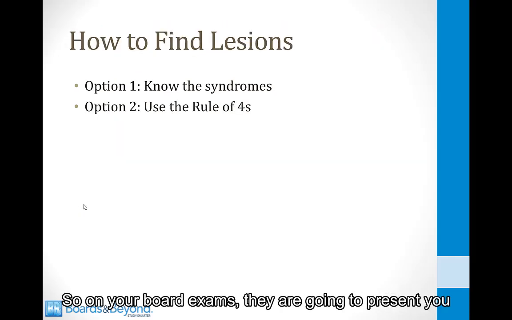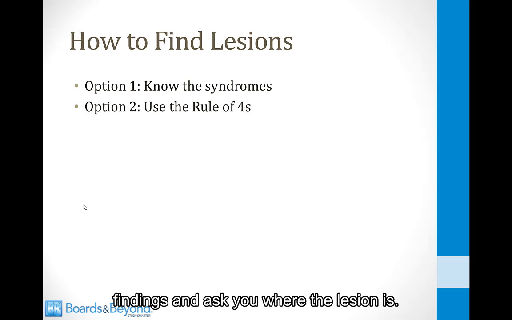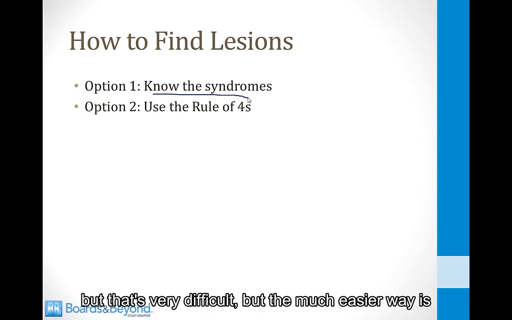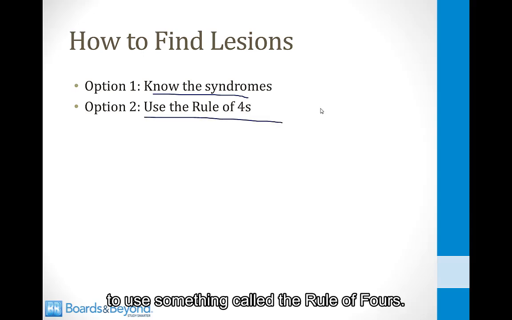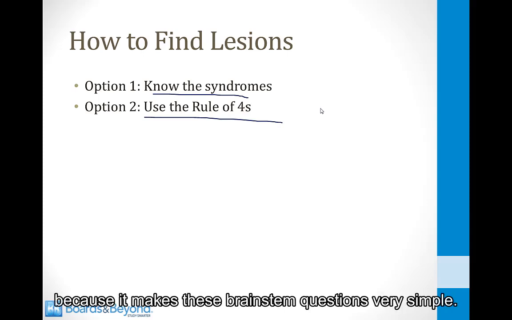So on your board exams, they are going to present you with patients who have a constellation of neurological findings and ask you where the lesion is. One way to figure out where the lesion is is to know all those syndromes I've just described, but that's very difficult. The much easier way is to use something called the rule of fours. And I'm going to spend the rest of this module explaining to you how to use the rule of fours, because it makes these brainstem questions very simple.